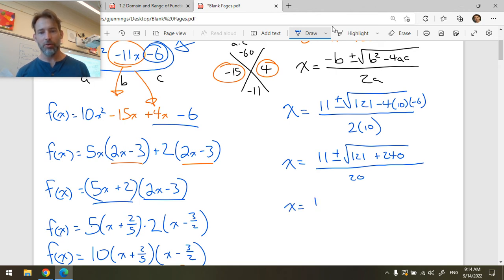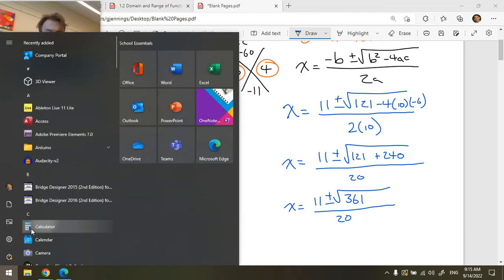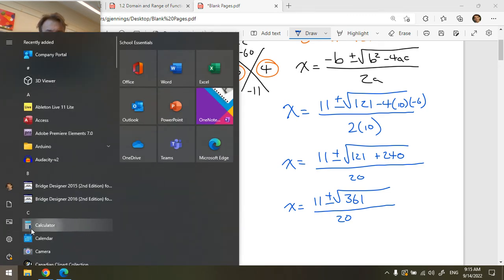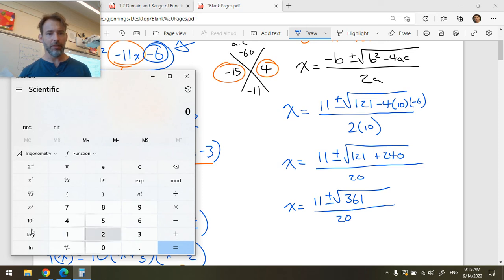X is now equal to 11 plus or minus the square root of 361 over 20. The square root of 361. Whatever might that be? And you could calculate this, or you could use a calculator. Oh, it's 19 times itself.